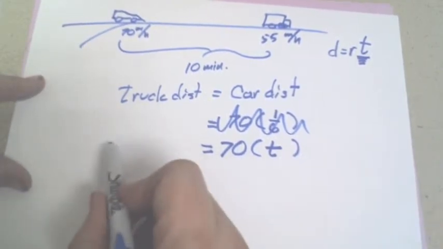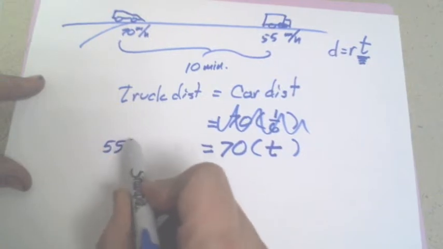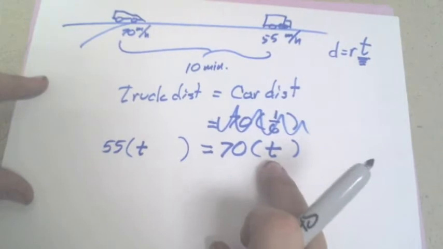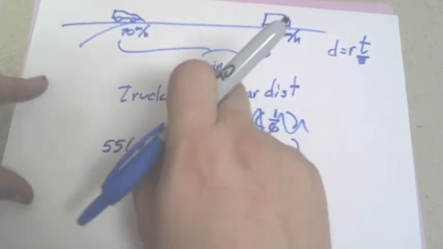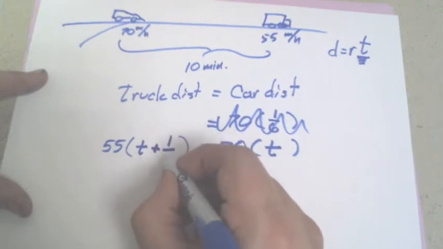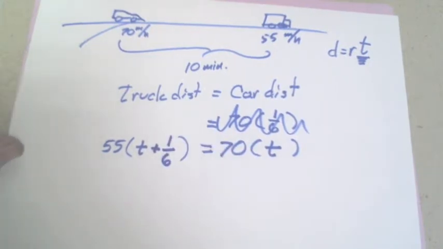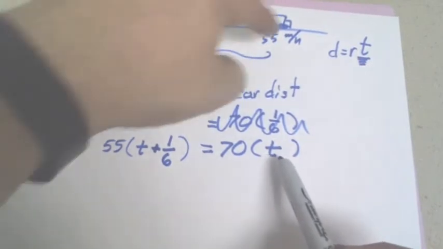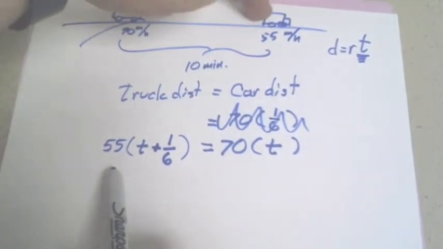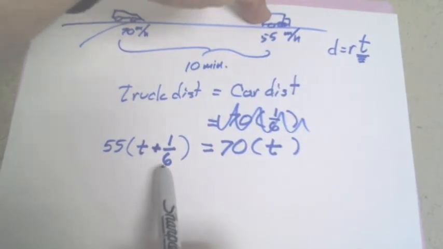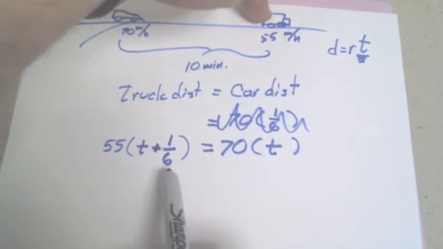The truck is going 55 miles an hour for the same time that the car is going, but it had a 10-minute head start. So it had an additional 1/6 of an hour. I told you that 1/6 was going to come up. Sorry about that. So when is the 70 miles an hour for t minutes equal to 55 miles an hour for t, technically hours, plus the 1/6 of an hour?